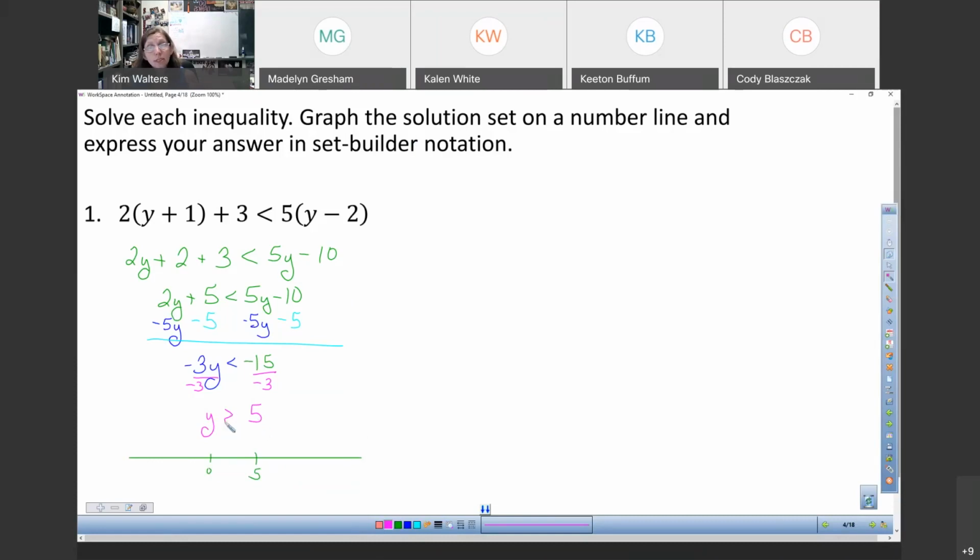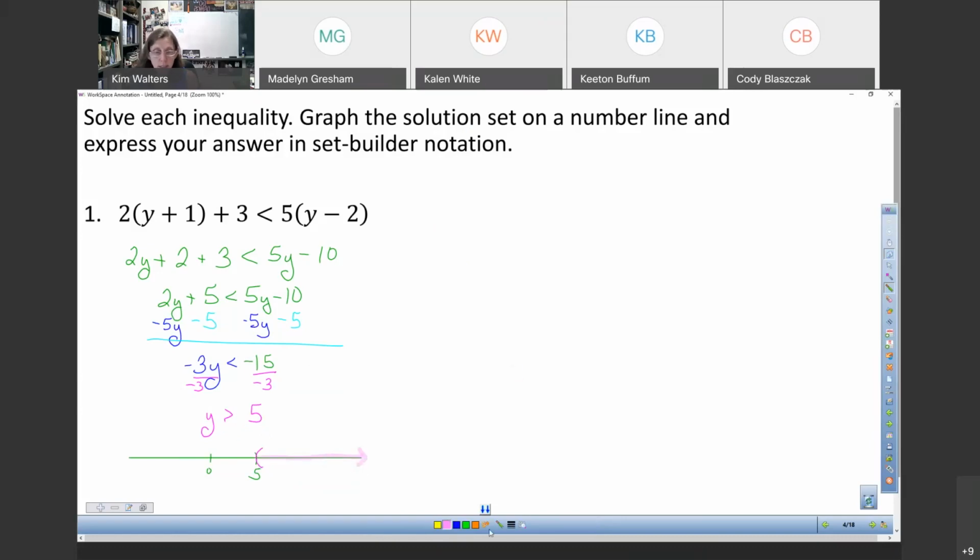I want you to notice that I'm going to have a round parenthesis because it says strictly greater than. There's no equals to on this. And so I'm going to have my round bracket here. And then I'm going to shade this to the right-hand side because it says greater than. And so this is what my graph looks like.